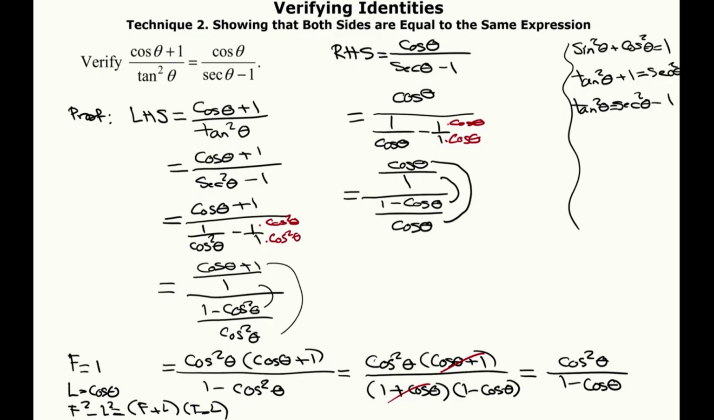We can do outer over inner, and we end up with cosine squared theta over 1 minus cosine theta, which is great news because that's exactly what we had managed through much manipulation to get our left-hand side to look like once we put it in terms of cosines only. And now that we have shown that the two sides are equal, we can say therefore the left-hand side equals the right-hand side, and that means we are finished. QED.